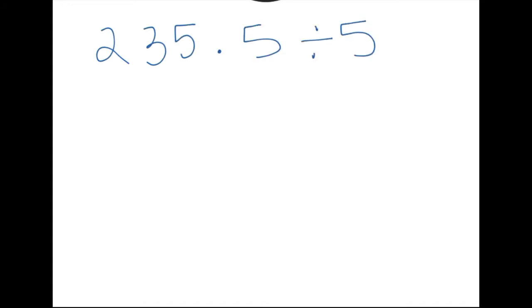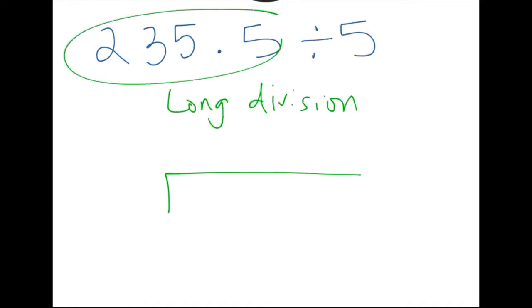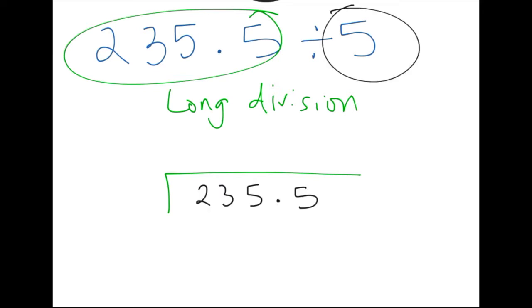Now let's look at other types of division problem. Let's use the long division. Whenever you do the long division, the dividend always has to go on the inside and the divisor always goes on the outside. The very first thing I have to do is to move the decimal point up. Very important. Keep it in the same vertical line.